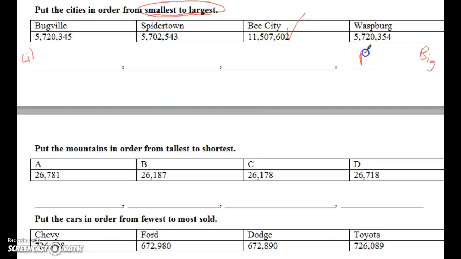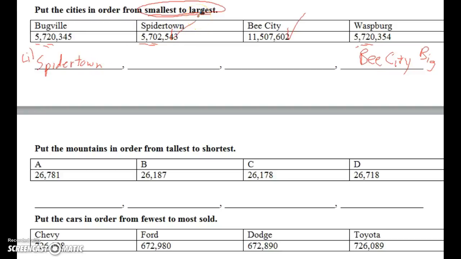B City is going to be my biggest because it has more digits. And I'm going to the first place, the millions. We got 555, 100,000s, 777, 10,000s, 202. So 0 is less than 2. So Spider Town is coming down here as my little.